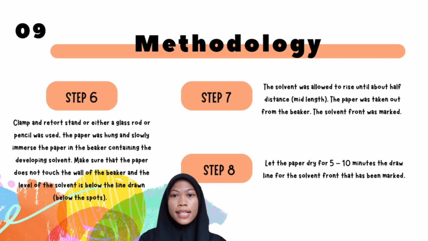After that, using a clamp and retort stand, or either a glass rod or pencil, the paper was hung and slowly immersed in the beaker containing the developing solvent. Make sure that the paper does not touch the wall of the beaker and the level of the solvent is below the line drawn. The solvent was allowed to rise until about half the distance. The paper was taken out from the beaker. The solvent front was marked. Lastly, let the paper dry for 5 to 10 minutes, then draw a line for the solvent front that has been marked.